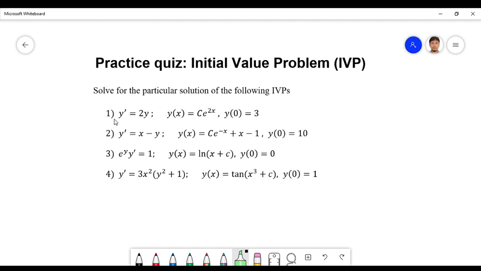In this video, we are going to answer the practice quiz for initial value problem. So we have four items here. We're going to solve the particular solution of the following initial value problems. First, we're going to solve number one with the differential equation of y prime equals 2y and a general solution of y of x equals c e raised to 2x and an initial condition of y of 0 equals 3.